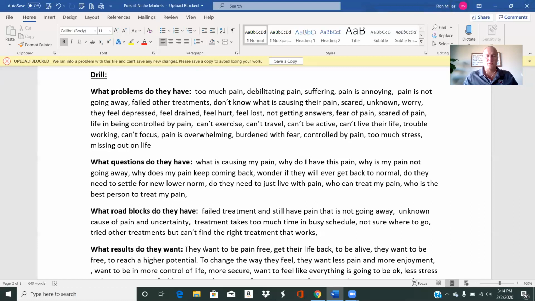So what problems does my ideal market have? They're in too much pain, debilitating pain. They're suffering. Pain is annoying. Pain's not going away. They've failed other treatments. They don't know what is causing their pain. They're scared, unknown. They worry. They feel depressed. They feel drained. They feel hurt, feel lost. They're not getting answers. They're fearful of pain.